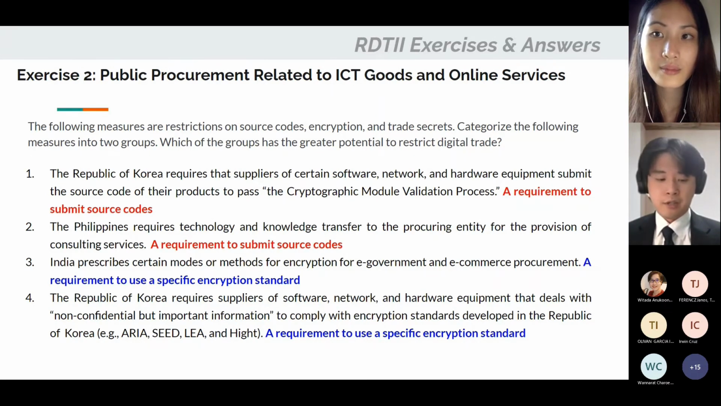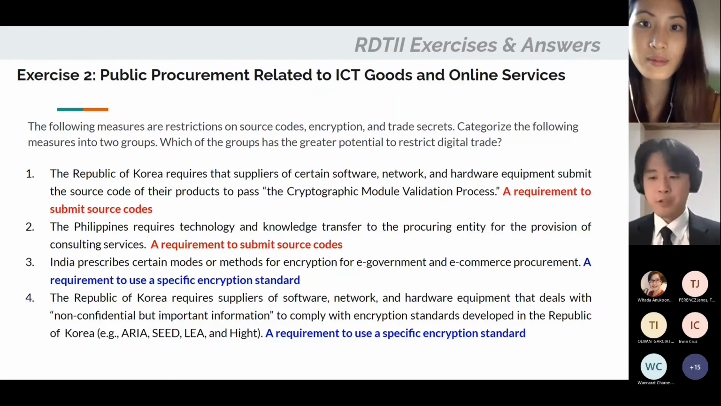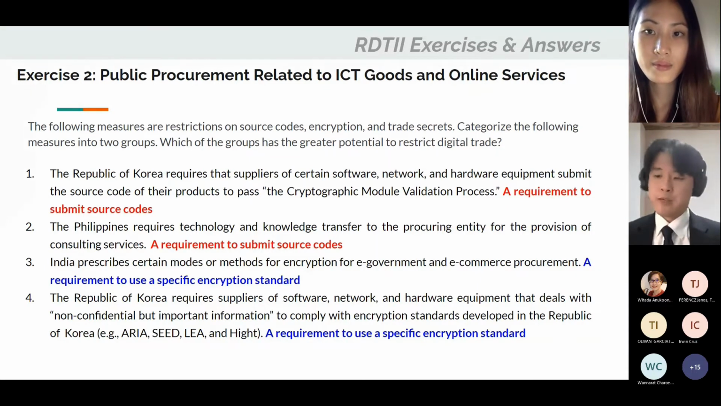And often trade secret, which is one of the intellectual property, is a core asset or very important asset of businesses, and it could be a really crucial asset for SMEs. So it is very difficult for them to just give in the source code or trade secret to the government for winning the procurement project. So it is considered trade blocking.